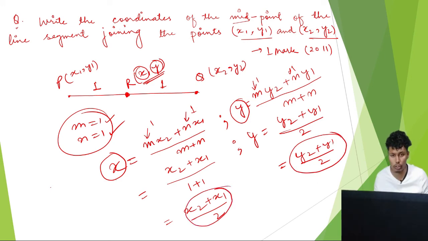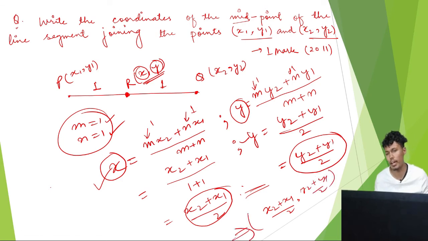We have got the values of x and y, and these two are the coordinates the question is asking for. You have to write them like this: (x2 plus x1) by 2 comma (y2 plus y1) divided by 2. These are the coordinates which the question is asking. It was asked in 2011 for 1 mark.